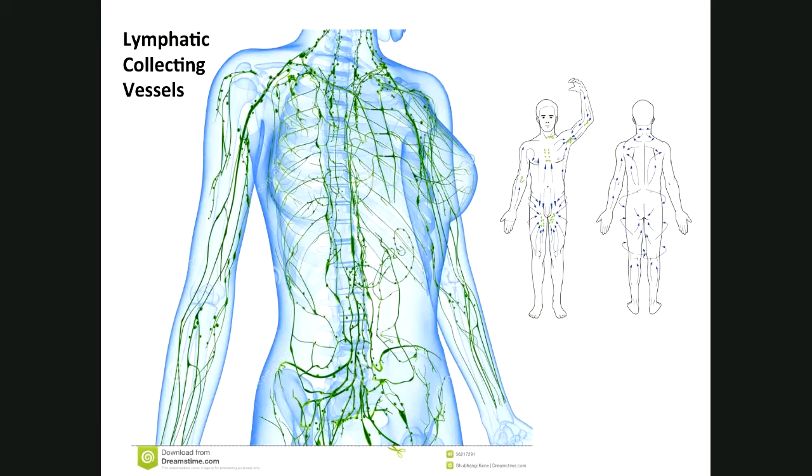So if you look at lymphatic collecting vessels, this is what they look like. They look a whole lot like veins. In fact, they're almost identical to veins. They have 3 layers, just like veins do. They have valves, just like veins do. They're very, very similar to veins, but the walls are even thinner than they are in veins. So the walls are extremely thin. Even though there's 3 layers, they're extremely thin.